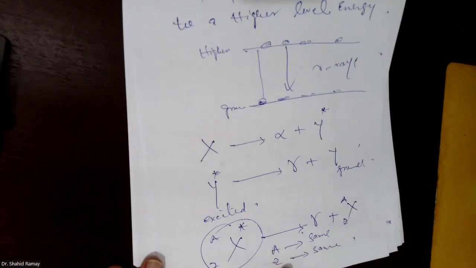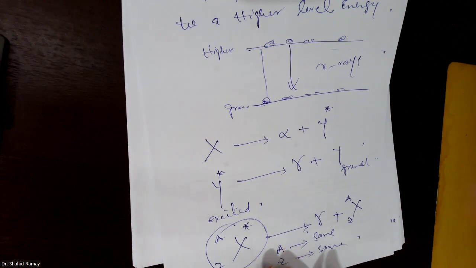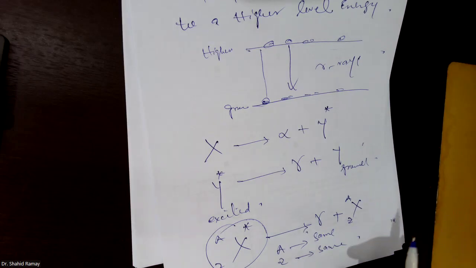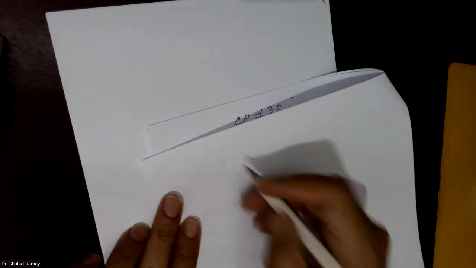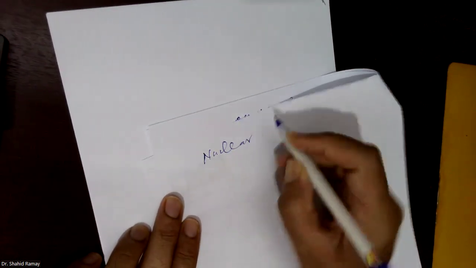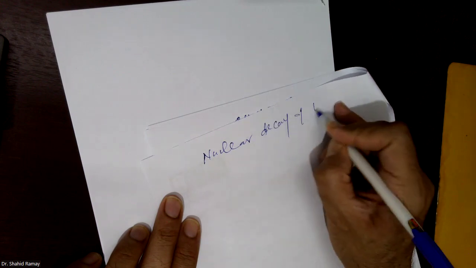So this is important for your exam. They will give you this type of reaction and ask what this reaction is: gamma decay, alpha decay, beta decay, or any other, or a mix. It can be a mix of alpha, beta, and gamma. Okay, so this is the first part of this chapter. The next part is nuclear decay and half-lives.